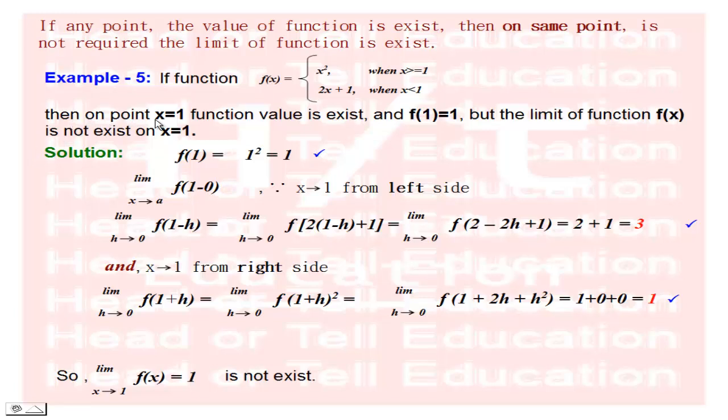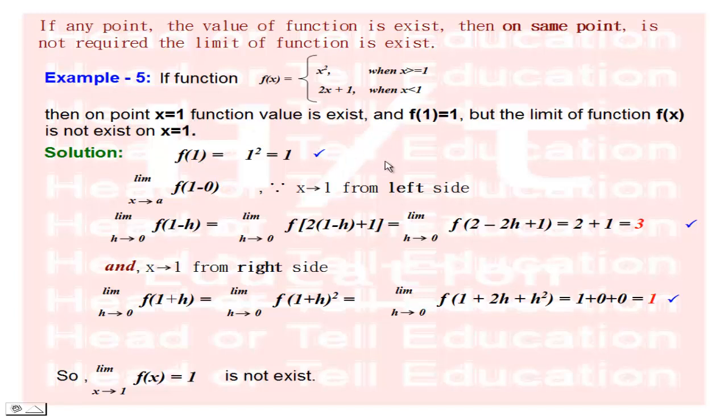Then at the point x equal to 1, the function value exists and f(1) equals 1, but the limit of the function f(x) does not exist at x equal to 1. So let us check this. First we put x equal to 1 here. We will not use the 2x plus 1 part, because there x is less than 1, but here x is greater than or equal to 1, so we will use this one. So f(1) equals 1 square equals 1, so this is okay.